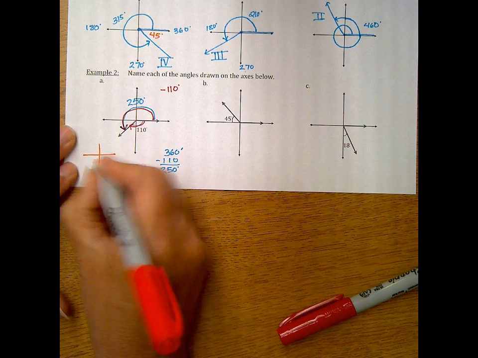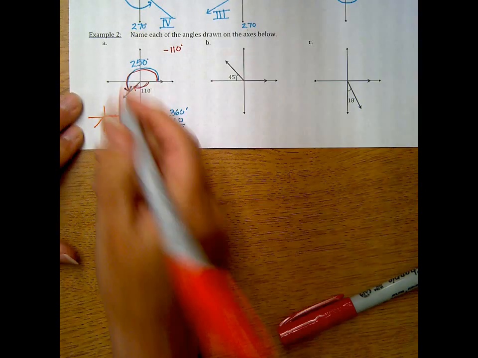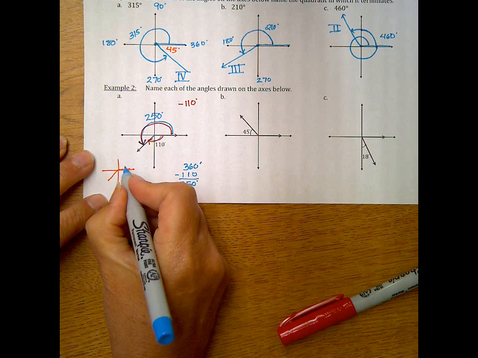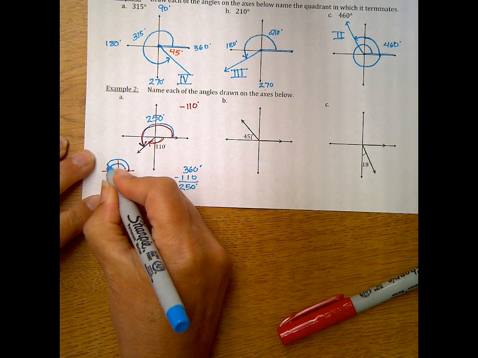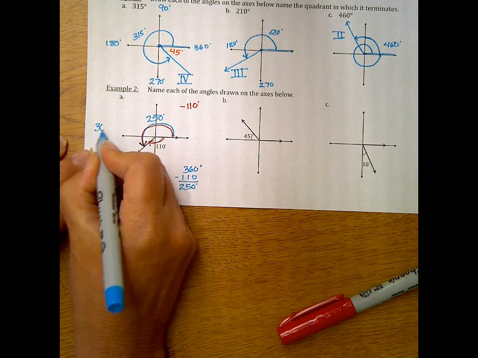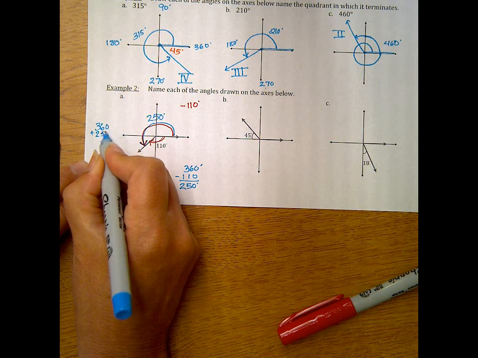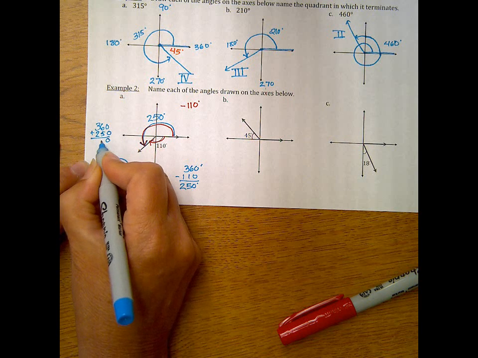So if we have an angle down here, again, here's our angle that we had drawn. If it goes all the way around, let me get another color, that's 360 plus another 250 degrees, 360 plus 250 would be what?